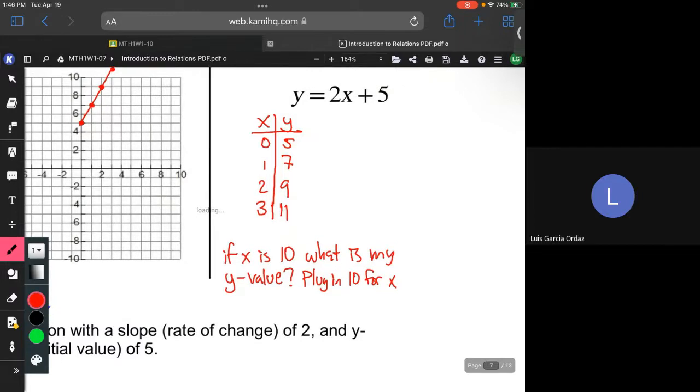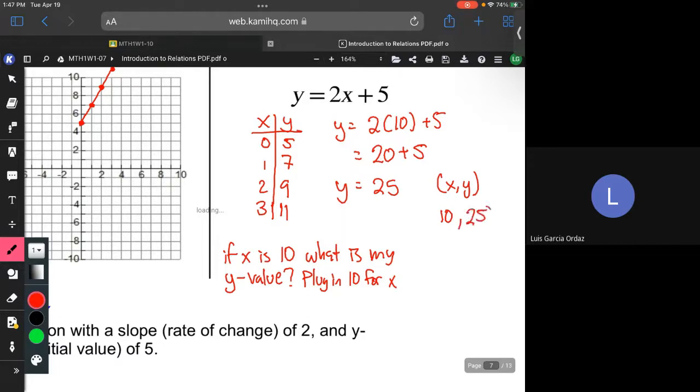So here I would have y is equal to 2 times 10 plus 5. What's 2 times 10? 20 plus 5, which is what? So what's my coordinate when x is 10? How would you represent that as a coordinate? So remember, it's x and y first. So we have my x value, which is what? You just said it. 10. And what's the y value I got? What's the value I just got when I put in 10 for x? Literally right there. 25. So my coordinate would be 10 and 25.